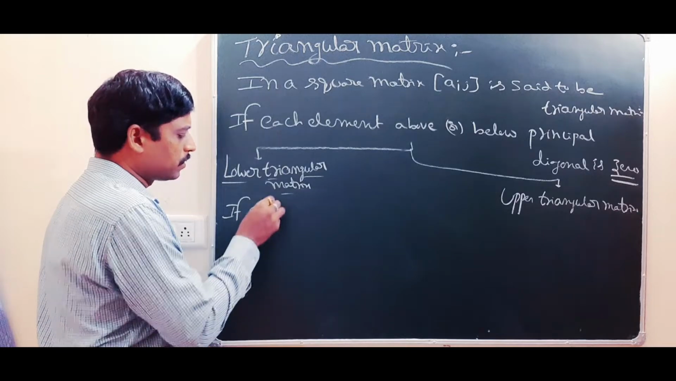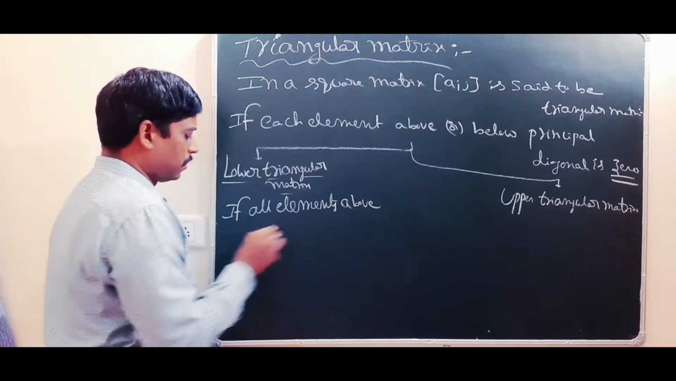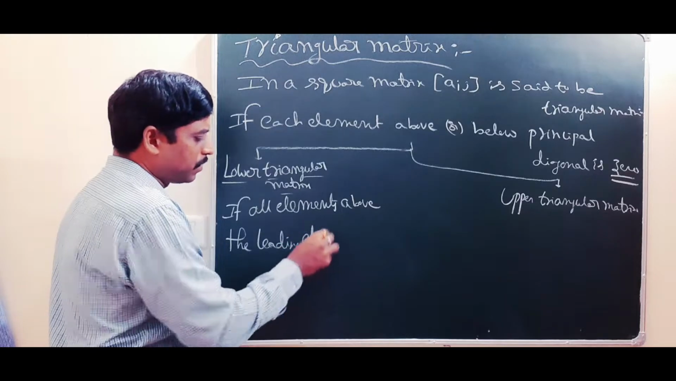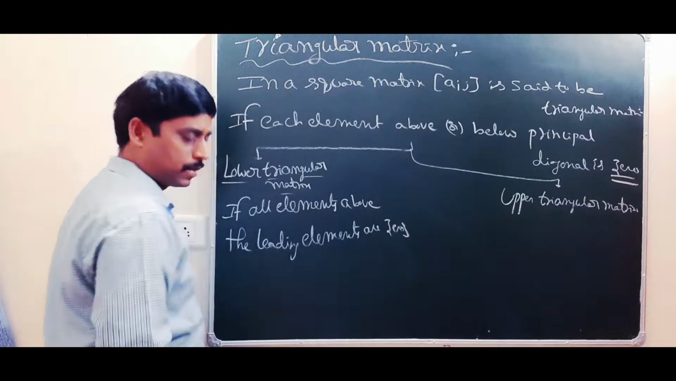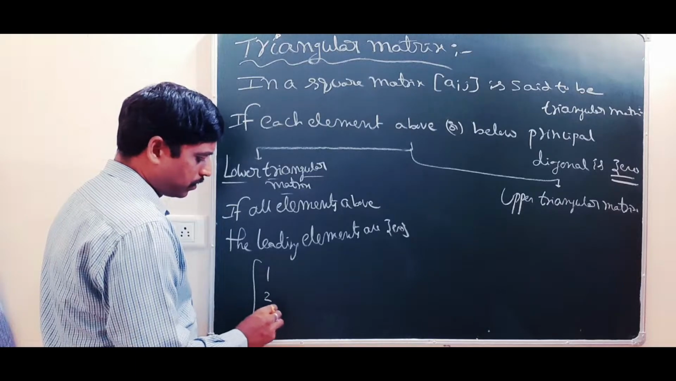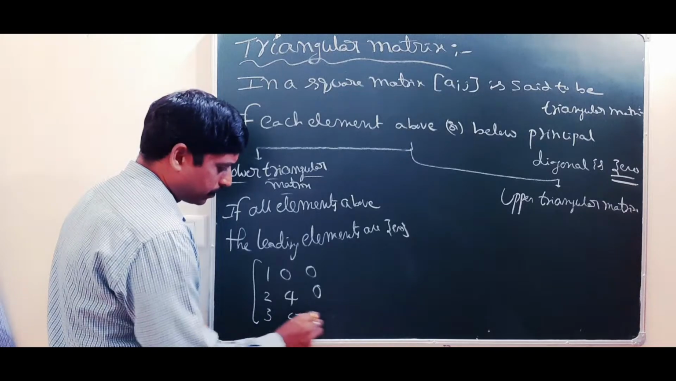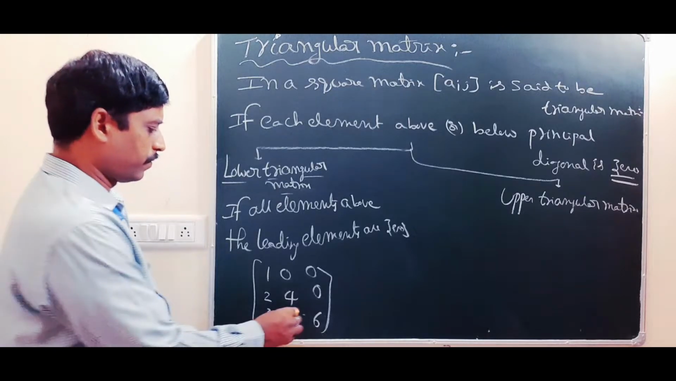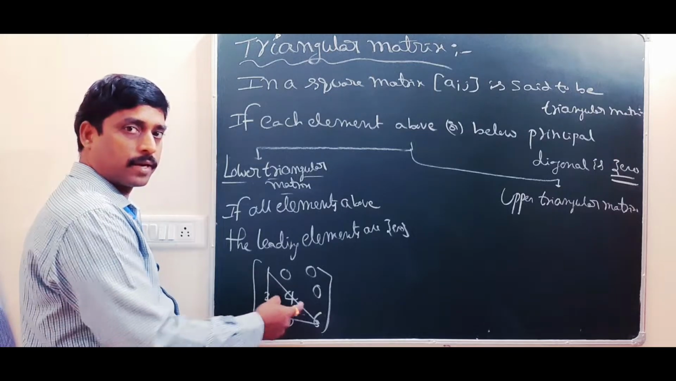If all elements above the leading diagonal elements are zeros. Okay, I give one example. 1 0 0, 2 4 0, 3 5 6. This is a lower triangular matrix. This is a triangle. This is lower triangular matrix.